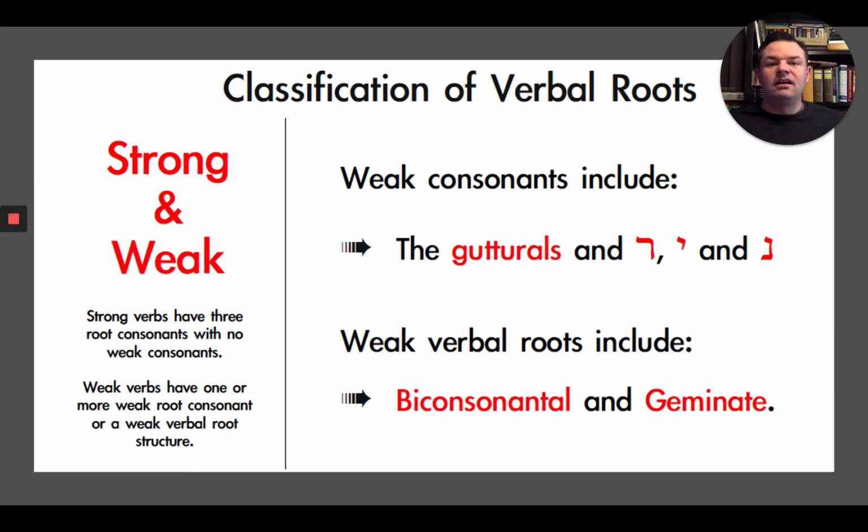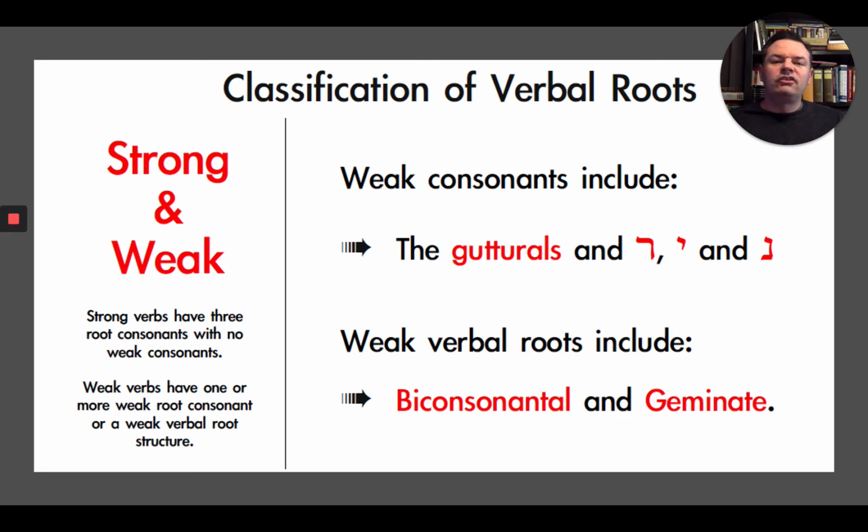And so when you've got a stem that likes to double something, likes to put a dagesh in a letter, that's not going to happen. So we're going to have instead the virtual doubling or the compensatory lengthening. So gutturals, resh, yod, and nun. Nun likes to drop off, for instance. The weak verbal roots include biconsonantal, so with only 2 consonants, and the geminate, which are going to have the 2nd and 3rd radical duplicate.